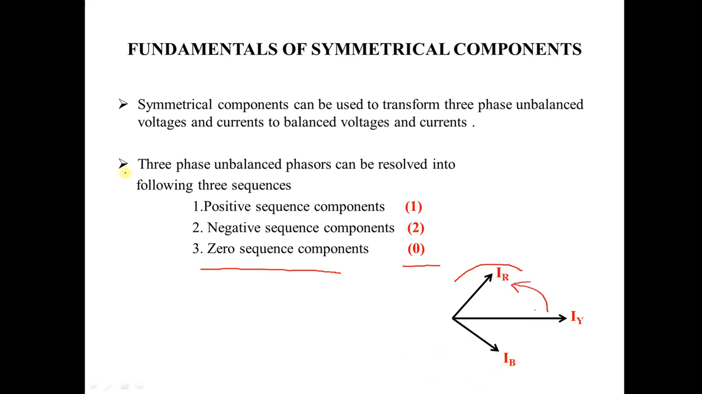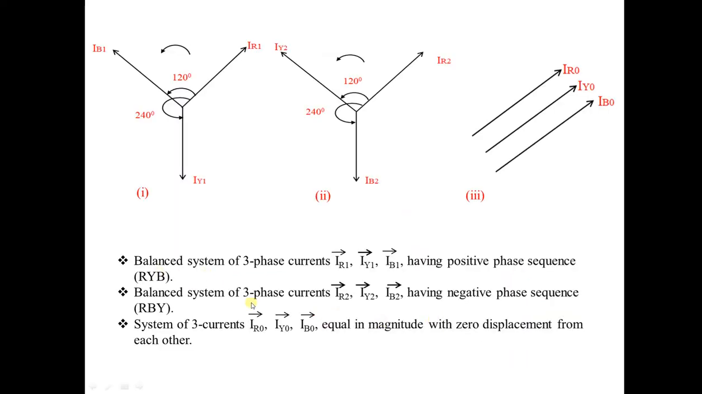The subscripts are written as 1, 2, 0, generally indicating positive, negative and zero sequence. It can also be indicated as IR0, IY0, whatever the sequence may be, and IR1, similarly IR2. These are the indications for the current in red phase, Y phase and B phase, and they can be represented in a diagram.